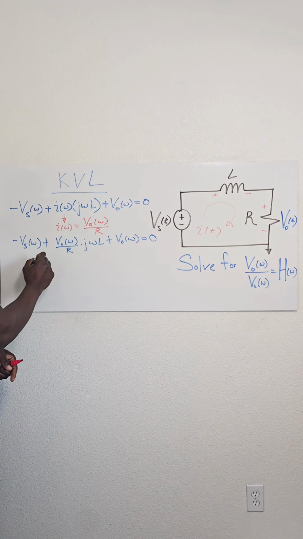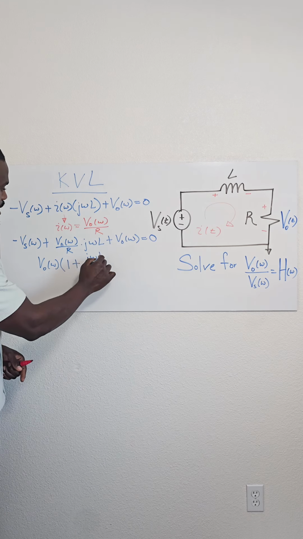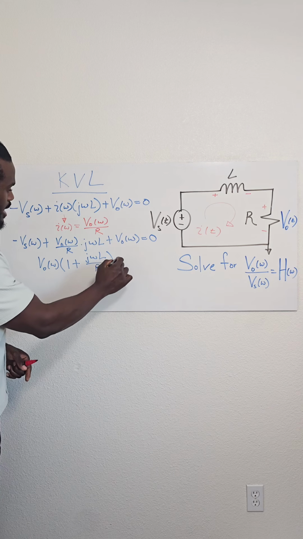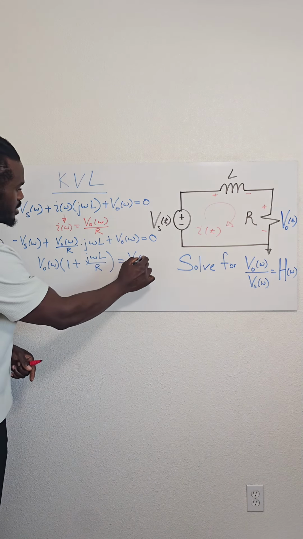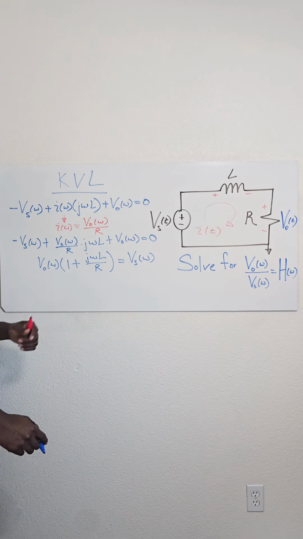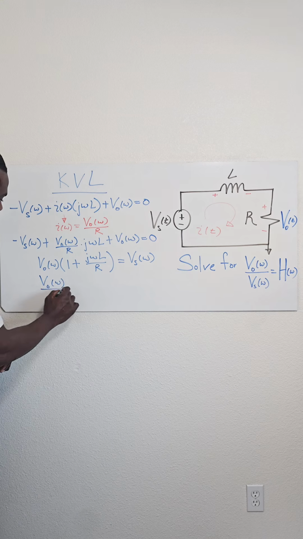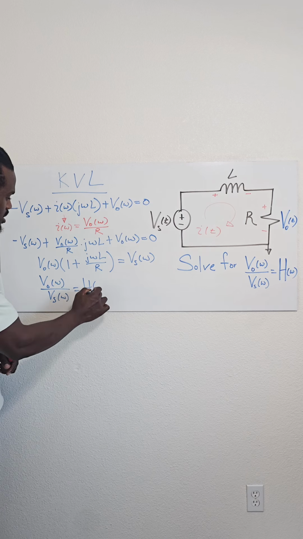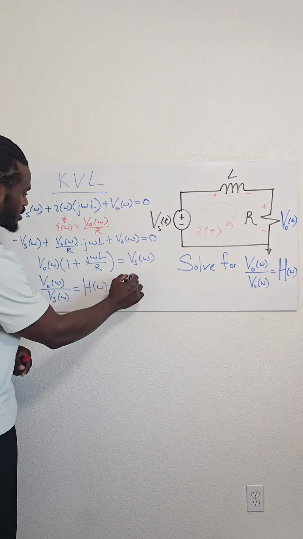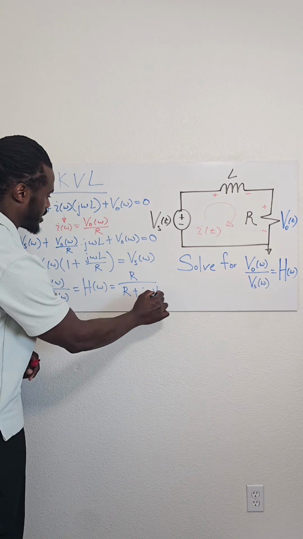Let me go ahead and pull out V out of omega. I'm left with 1 plus j omega L over R has to equate to Vs of omega. I just moved this minus to the right-hand side. So now I'm left with my final answer, which is V out of omega over Vs of omega, which also equals H of omega, as R over R plus j omega L.